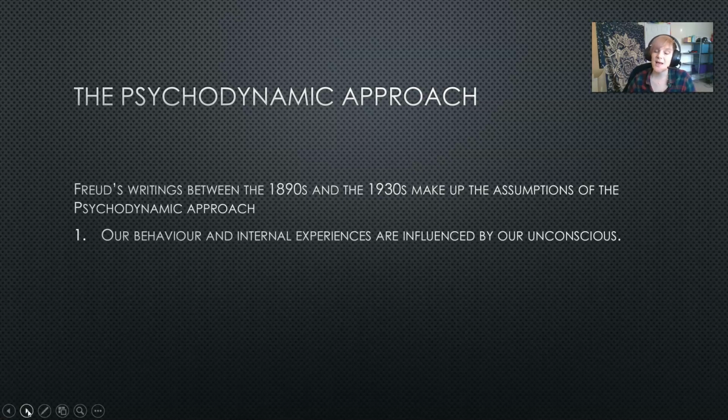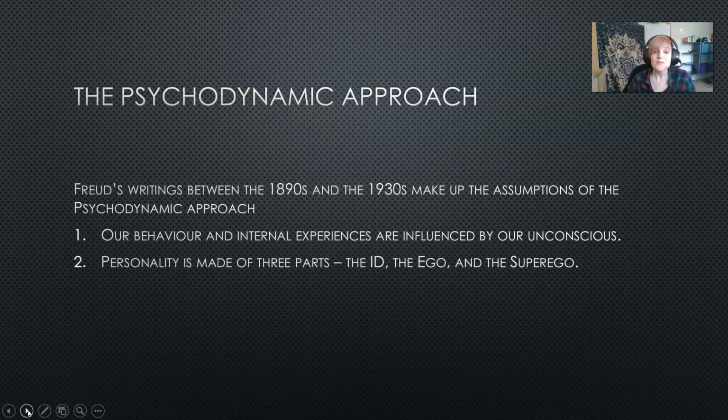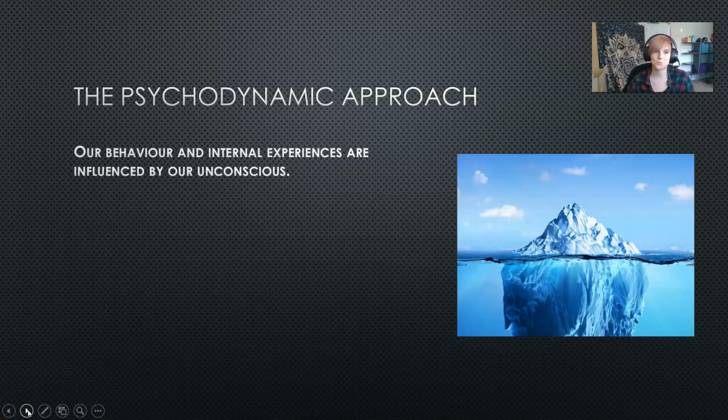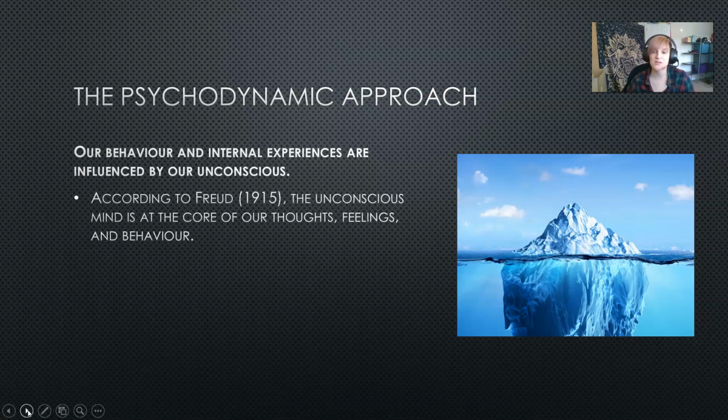The first is that our behaviour and internal experiences are influenced by our unconscious. The second is that personality is made of three parts: the id, the ego, and the superego. And the third is that adult behaviour and internal experiences are rooted in childhood experiences. Over the next few slides, we'll explore each of these three assumptions and how this might lead to pathological adult behaviour. So, the first being that our behaviour and internal experiences are influenced by our unconscious.